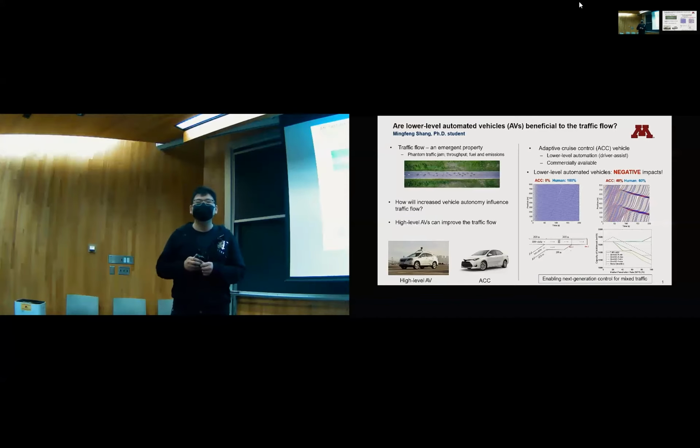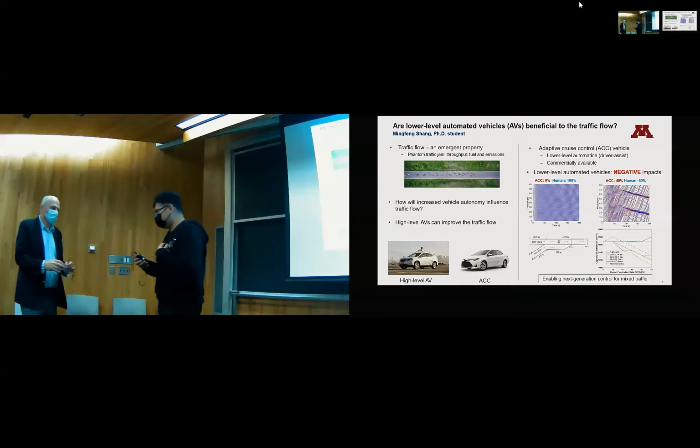Are you discouraged from buying an ACC vehicle? Don't be disappointed. Our findings enable next generation control for mixed traffic with ACC vehicles. For example, using ramp metering technologies to regulate the traffic flow and maximize the throughput and decrease the fuel consumption and emissions. And enjoy your ACC vehicles in the near future. Thanks.